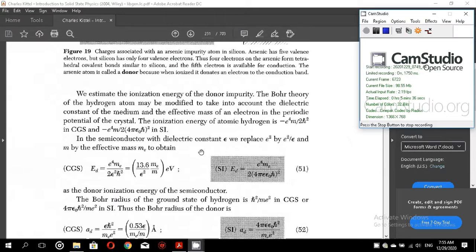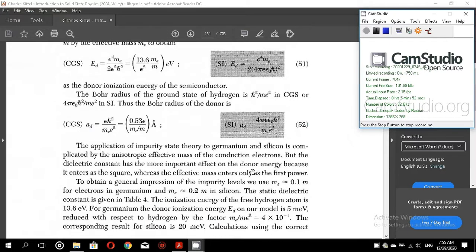In the semiconductor with dielectric constant epsilon, we replace e square by e square over epsilon and m by the effective mass me to obtain equation 51 as the donor ionization energy of the semiconductor. The Bohr radius of the ground state of hydrogen atom, as taken from the theory of hydrogen atoms, is 4 pi epsilon naught h cut square over me to the e square in SI units. The Bohr radius of the donor is given by equation 52 here.